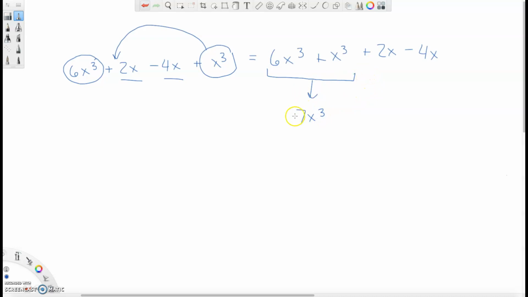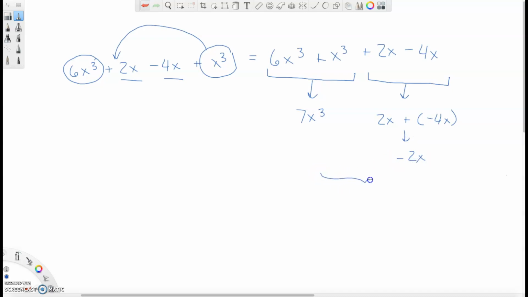Now over here, we have plus 2x minus 4x. If you guys remember the trick I showed you last time, you can rewrite this as 2x plus negative 4x. All right, so what's 2 plus negative 4? I've got 2 more negatives than I have positives, so I know this has to be a negative number, and then I also know that the difference between 2 and 4 is 2, so this is going to give me a resultant combination of negative 2x.